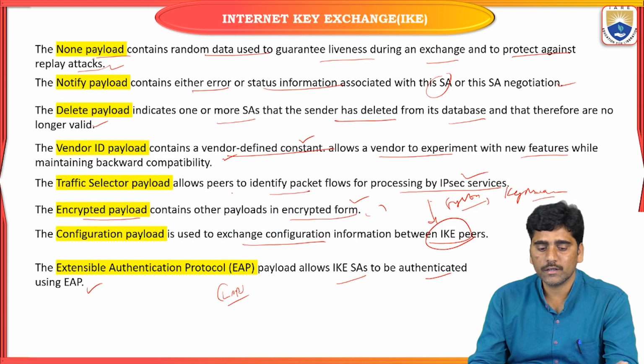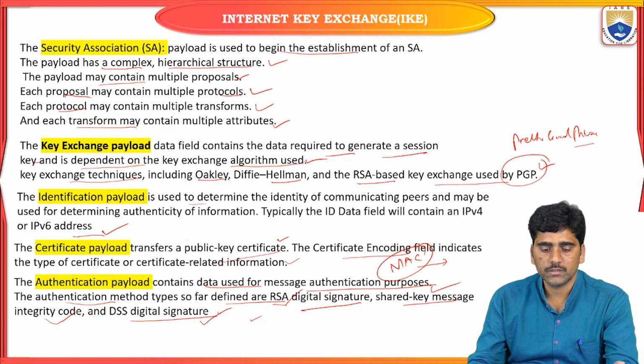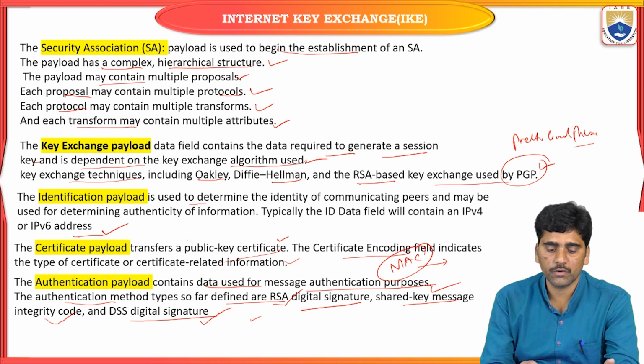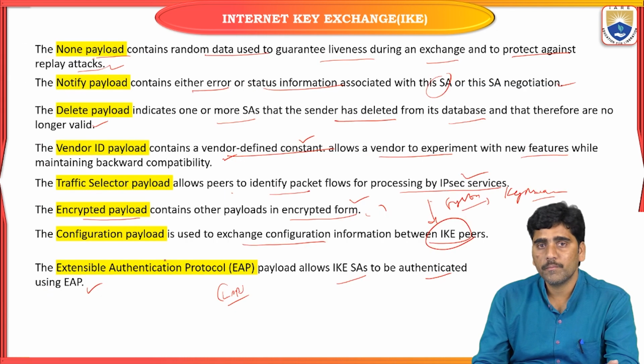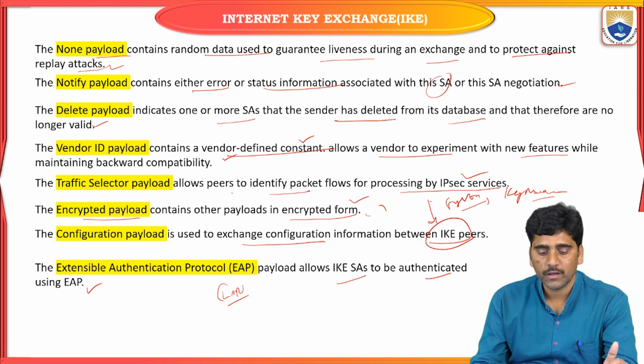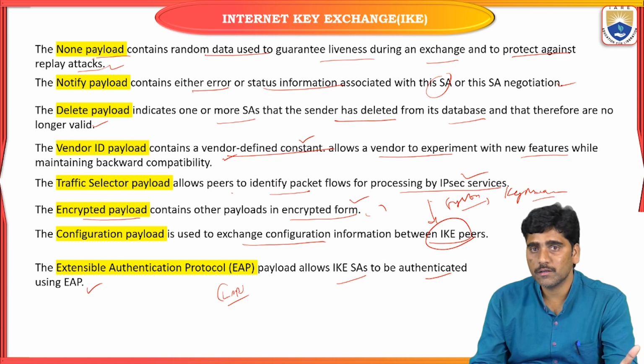And these are all the Internet Key Exchange payload types, which include the security association payload, key exchange payload, identification payload, certificate payload, authentication payload, nonce payload, notify payload, delete payload, vendor ID payload, traffic selector payload, encrypted payload, configuration payload, and Extensible Authentication Protocol EAP payload. These are all the payload types in the Internet Key Exchange mechanism.